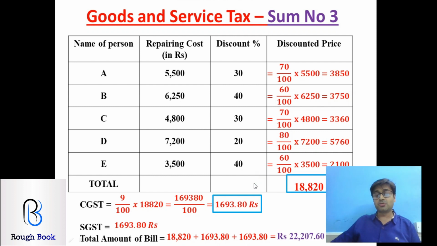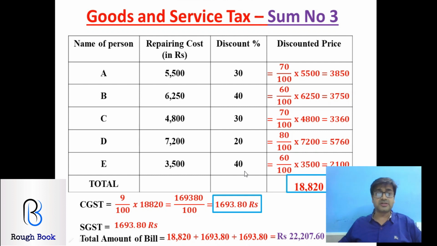So my final answer is 22,207.60. How many got the same answer? Wow, bravo. If you got the same answer, the concept is clear. Not only that, your calculations are good. Keep it up, boys and girls. Let's go ahead and check the next one. So 22,207 was this one.